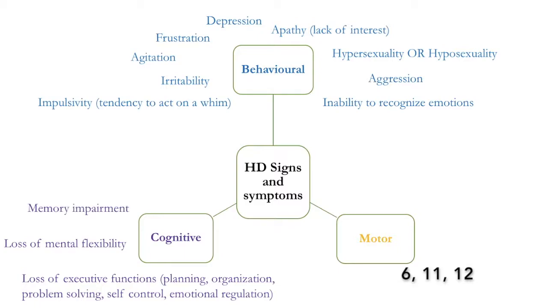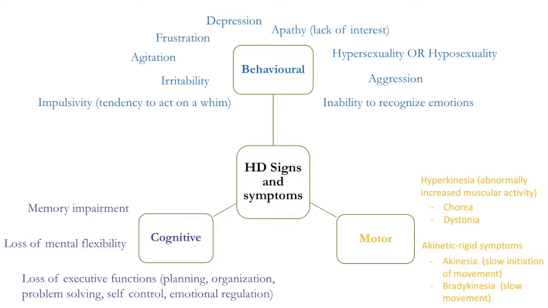Motor symptoms are heterogeneous. Several hyperkinesias, defined as abnormally increased muscular activity and including chorea and dystonia, can coexist with akinetic rigid symptoms. Akinesia is the difficulty in starting movement, while bradykinesia defines slow movement. Other motor symptoms include incoordination and difficulty in swallowing and speaking.